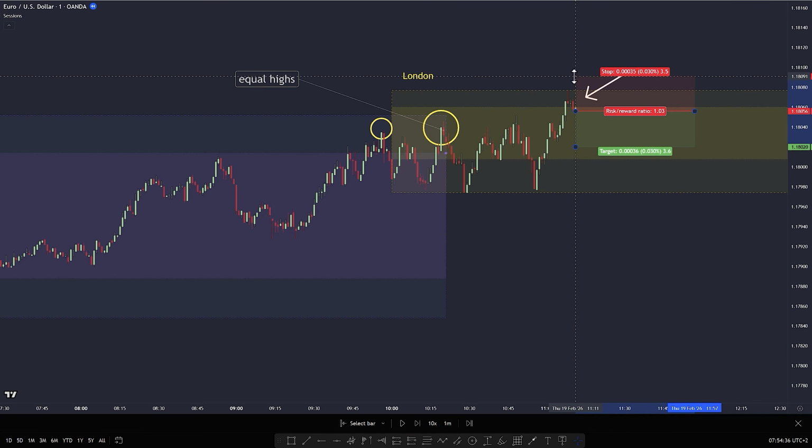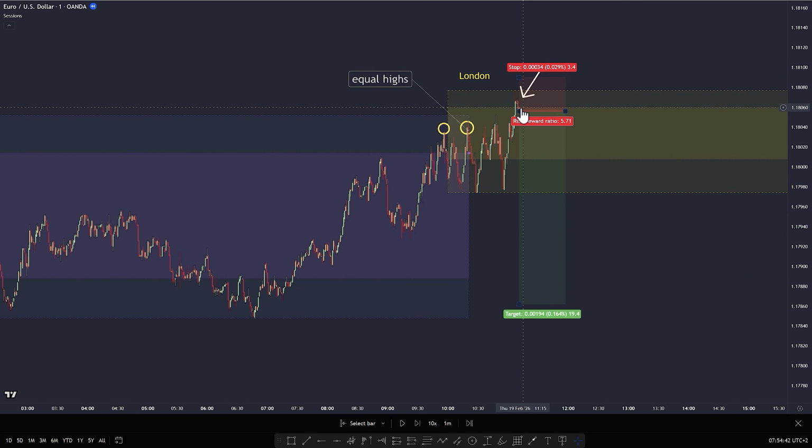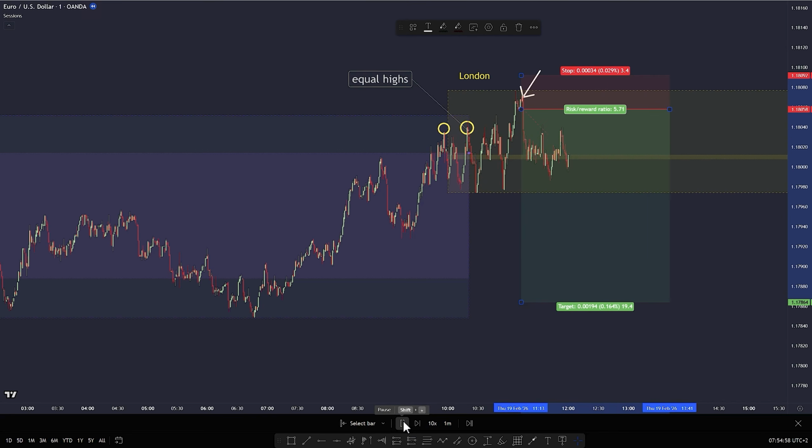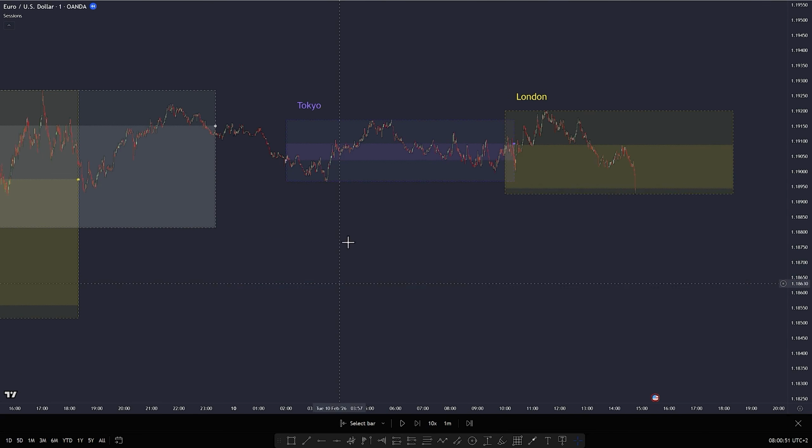The sweep is done. This is the setup I've taken more than any other, and the one that stopped me out the most before I understood what the sweep confirmation actually looks like. Enter on the reversal candle, stop above the wick, target the Asian range low sitting on the opposite side, pool-to-pool delivery.